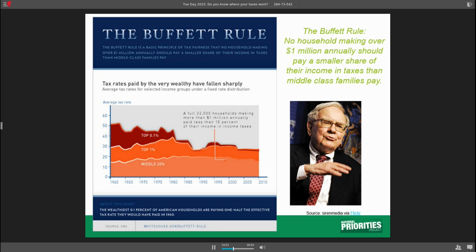Meanwhile, the middle 20% is not paying that much less than that, as an effective tax rate in the mid-20s, mid-20%. So something that's gained increasing relevance over the last few years but has not yet become a part of our actual tax policy is something known as the Buffett Rule. And the Buffett Rule says that no household making over $1 million annually should pay a smaller share of their income in taxes than middle-class families pay. It's targeted at basic fairness and making sure that we're all paying for our share of what our federal tax dollars go toward.